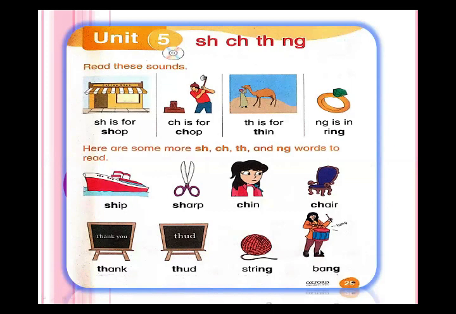What is the girl doing? Yes, the girl is drumming. It is the sound B-A-N-G, bang. What is it? Bang. When the girl is drumming, it makes a sound which is the bang sound. It is a loud sound. Here the sound ing is in the word ending.